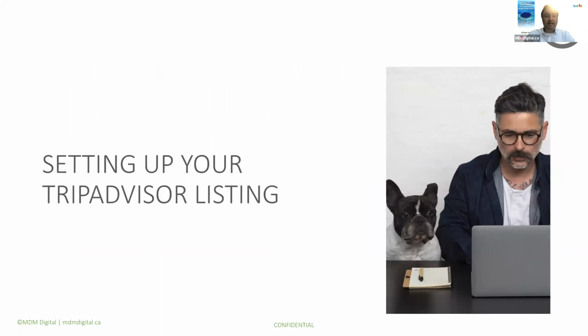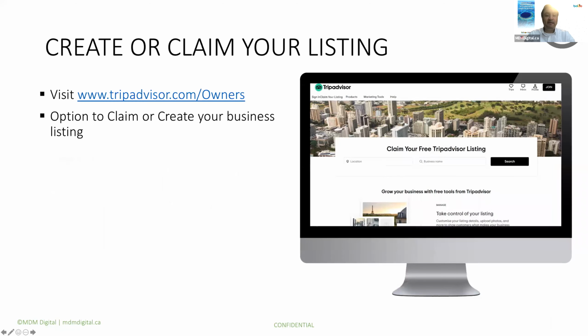So now, how do you set up your listing on TripAdvisor? Again, this is very similar to Google, where you'll have the opportunity to either create it new or claim your listing, and we're going to look at both options. Similar to Google, there's a place where you need to go. In this case, it's called tripadvisor.com/owners. And here you'll see the option to claim or create your business.